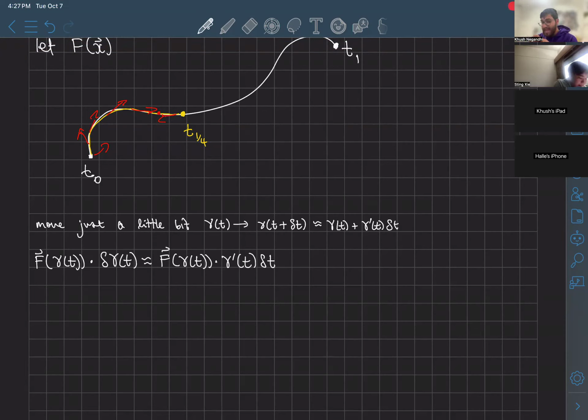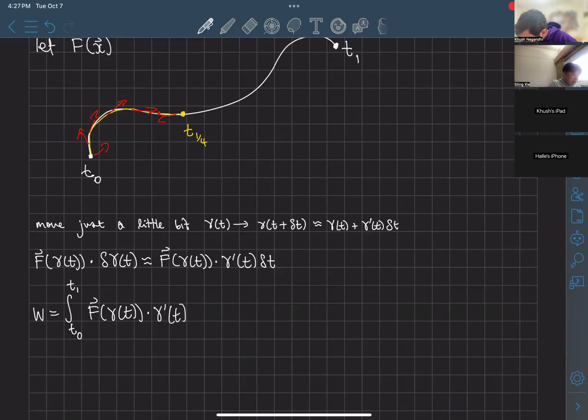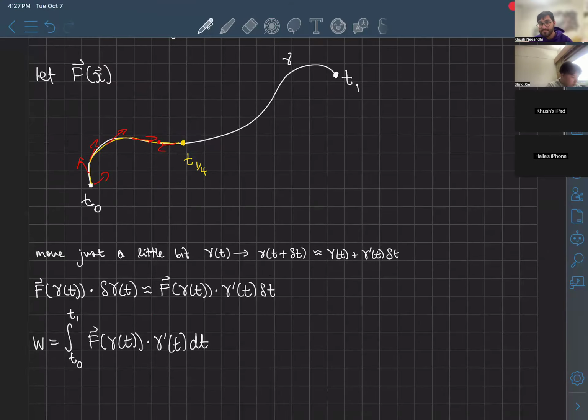And now I can add up all these works, right? And when I add up all this work, I get an integral, right? Just from one-dimensional calculus. So the work done now is from time t equals zero, sorry, time t0 to t1 of this f of gamma of t dotted with gamma prime of t dt. Okay. Are there any questions for how I got here? Okay.